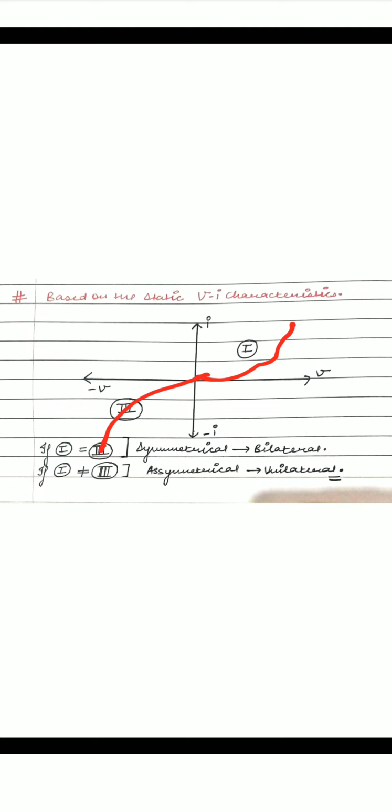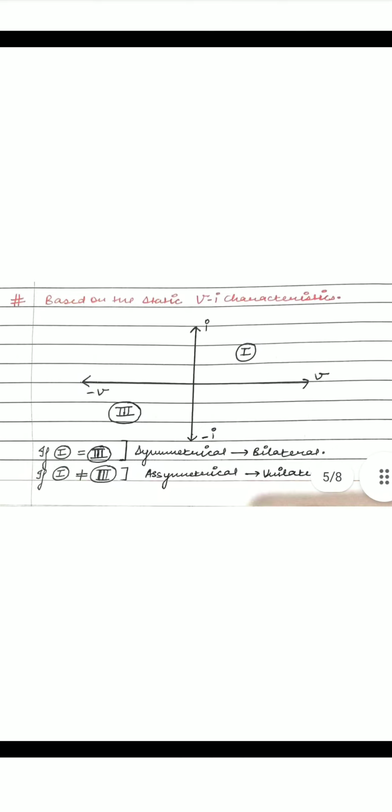Then we say that it is bilateral. Similarly, if the graph of that component is symmetrical in the second and fourth quadrant, that is basically a mirror image, then again we can say it is bilateral. But if the graph of that component is not symmetrical in the first and third quadrant, or in the second and fourth quadrant, then it is an asymmetrical graph. Basically it is unilateral. The graph is not symmetrical, it is unilateral.